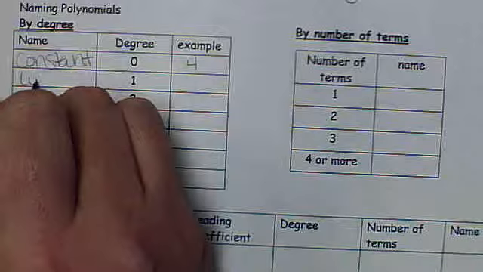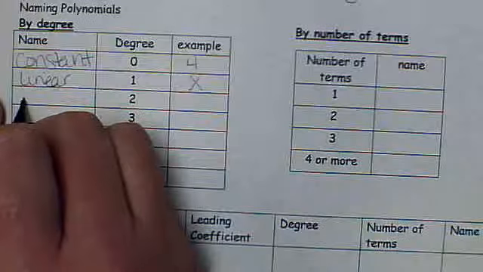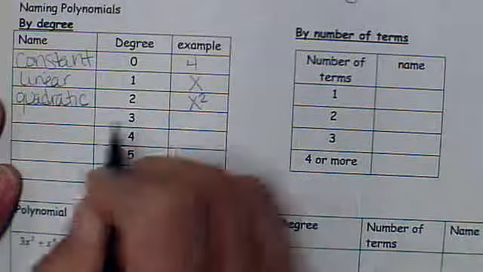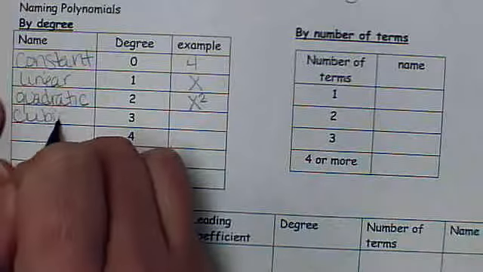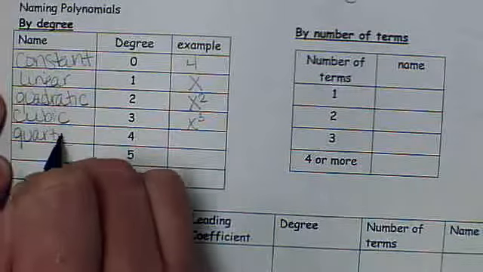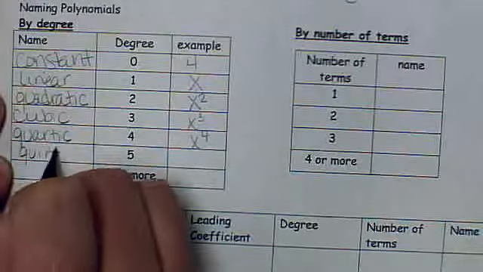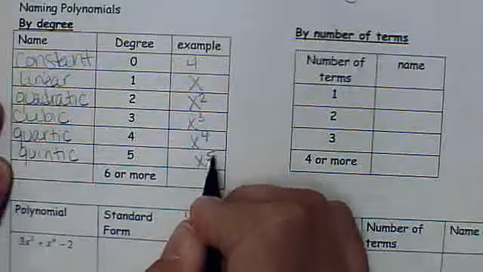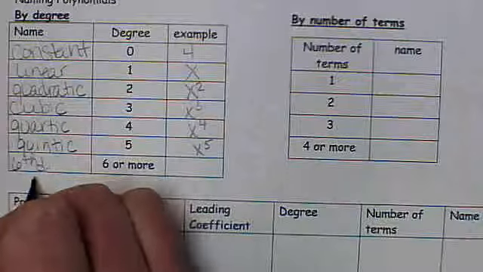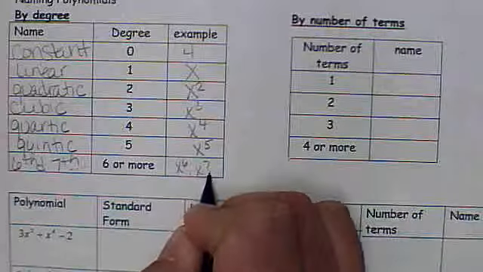Degree of 1 is linear. An example of linear is x. Degree of 2 is quadratic. And that's x squared. Degree of 3 is cubic. And that's x cubed. Degree of 4 is quartic. And that's x to the 4th. Degree of 5 is quintic. And that's x to the 5th. When we get to 6 or more, there are no more names. We just say 6th degree, 7th degree, 8th degree, and so on. And so it's x to the 6th, x to the 7th, and so on.